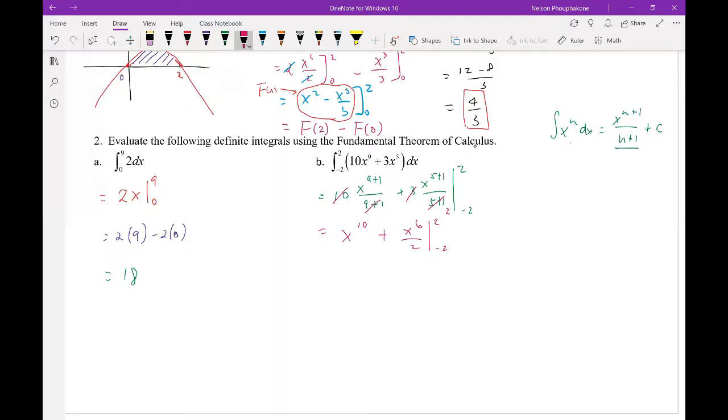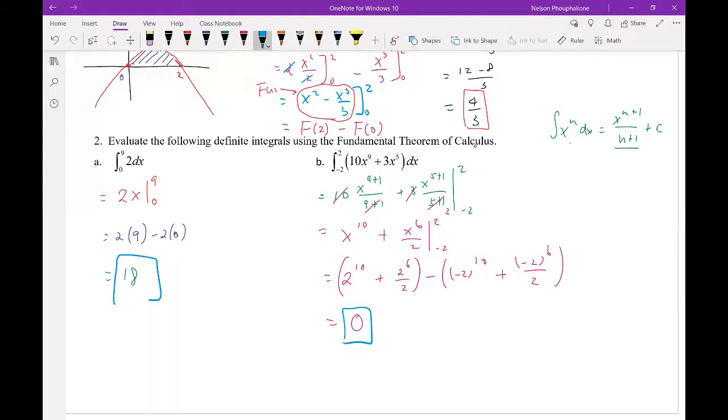Okay, so after we have this, what we need to do here is I will have 2 to the 10 plus 2 to the 6 over 2, subtract negative 2 to the 10 and plus negative 2 to the 6. Then, of course, you know that 2 to the 10 and negative 2 to the 10 is the same. 2 to the 6 over 2 and negative 2 to the 6 over 2, again, is the same. Then we subtract. Of course, my answer will be 0.